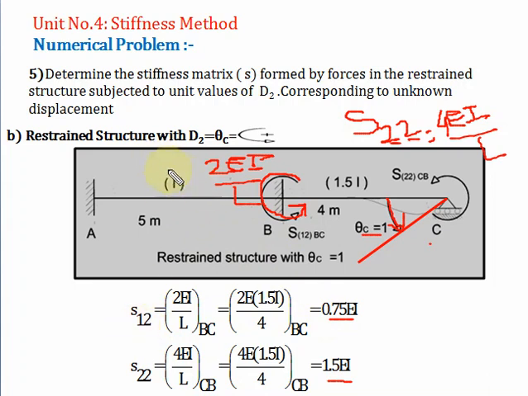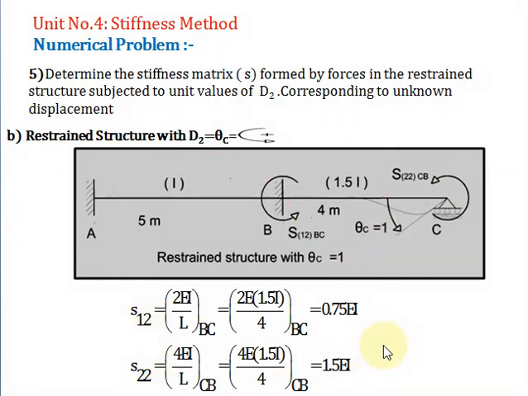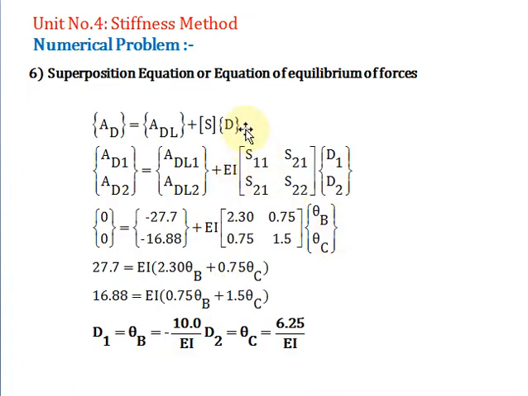Now again I am repeating this. What suffix is to be given here? The first suffix stands for the unknown number. What is the unknown number here? It is 1, yes or no? And where is the unit rotation applied? At C, so here I will write 2. So this stands for S12. Here we have written S12. Now we have given the unit rotation at B as well as the unit rotation at C, and we have found the values of the stiffness matrix.